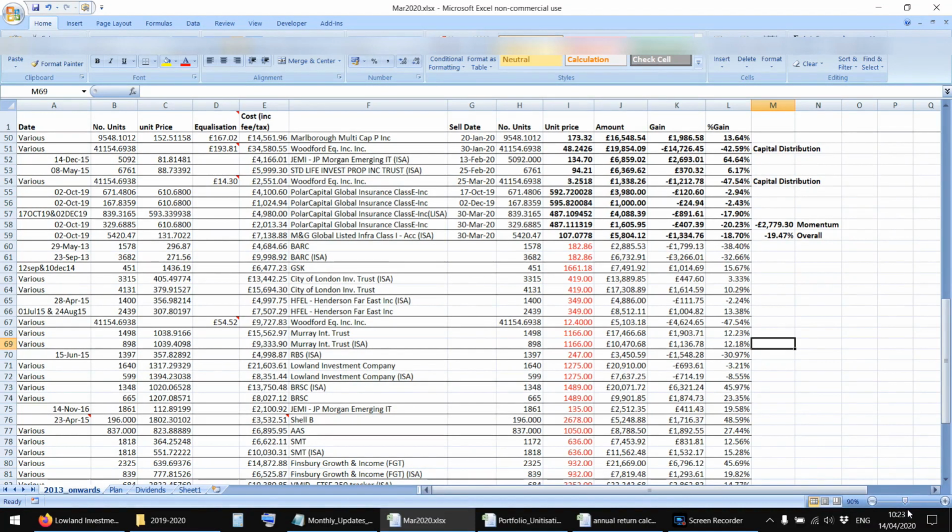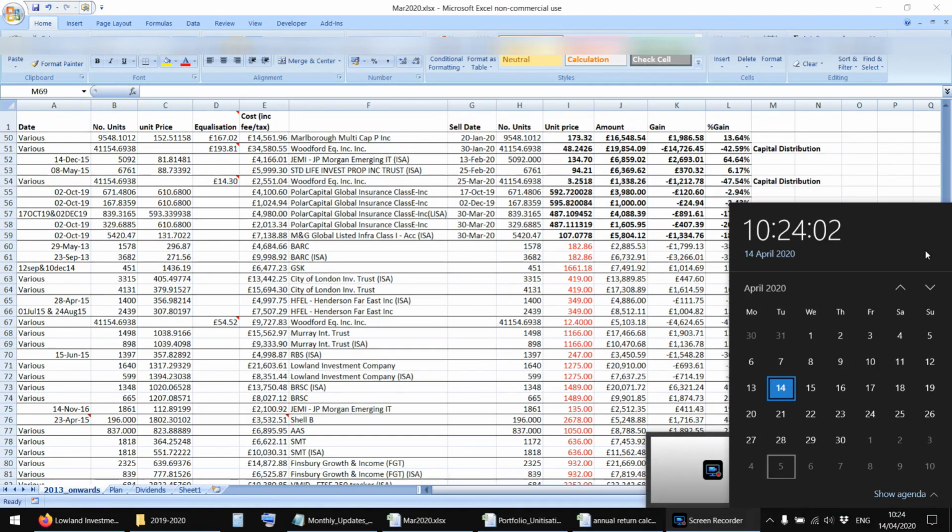Alright guys, so I've decided that I'm going to start doing a monthly update. Something that just kind of summarises the portfolio, how it's done over the past month, what changes have happened, what dividends have been paid, etc.